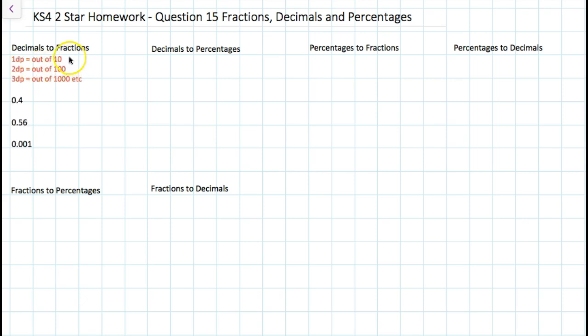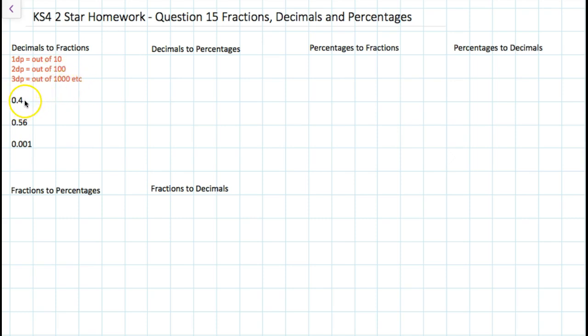Okay, so decimals to fractions, we're looking to match the decimal places with the number of zeros we have underneath the fraction. So if we've got one decimal place, we give you 1 zero, which would be out of 10, two decimal places, 2 zeros, so it's out of 100, three decimal places would be 3 zeros, so that's out of 1,000. Some examples we're going to do down here.